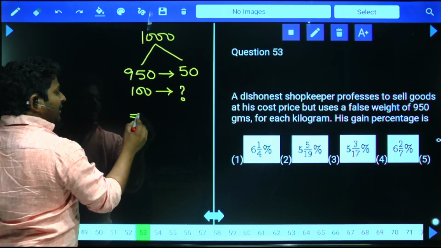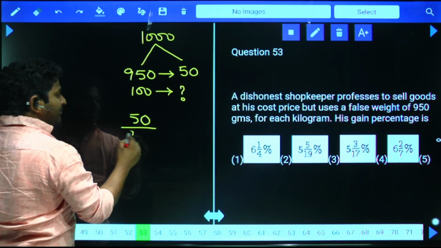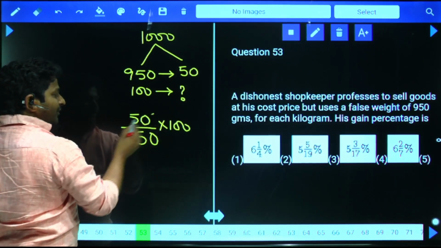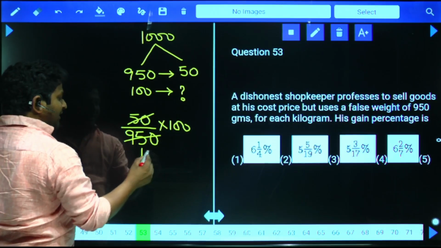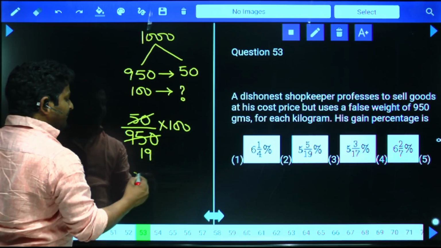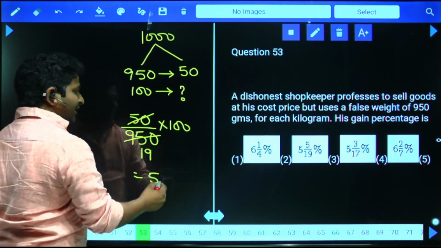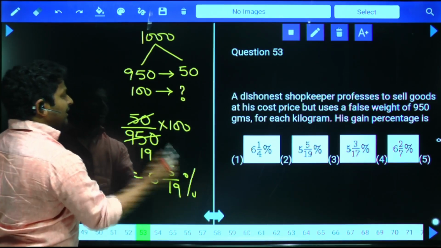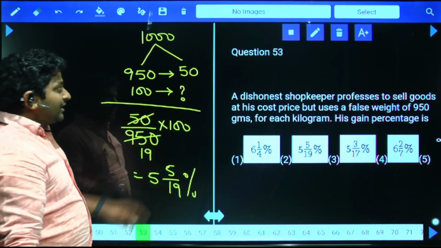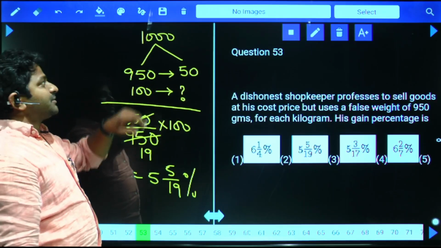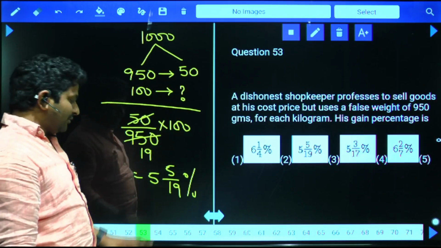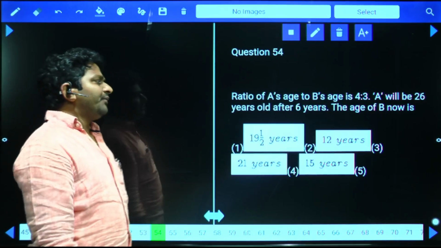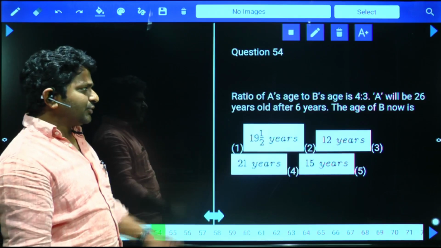So you can directly write your step as 50 grams profit for 950 grams, into 100. 50 once and then 50 19 times. 100 by 19, 5 by 19 percentage. You can directly write this step. There is a 50 grams profit for every 950 grams. So 50 out of 950 into 100. Second option answer.